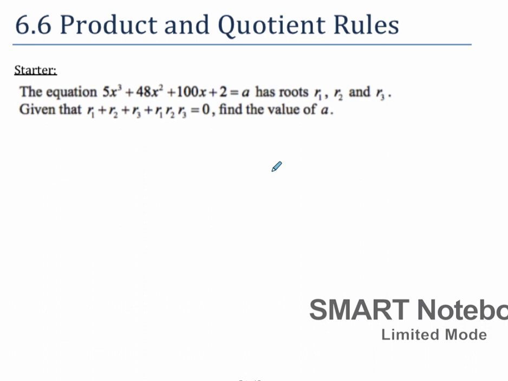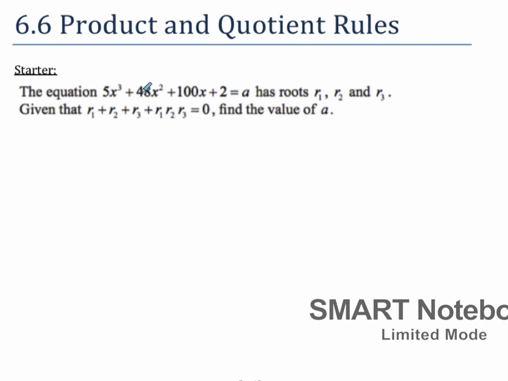First we have a starter, which is unrelated to the product and quotient rule. This is a review of, I believe, some roots. Okay, so this equation has roots r1, r2, r3. Given that we have this sum equals 0, find the value of a.